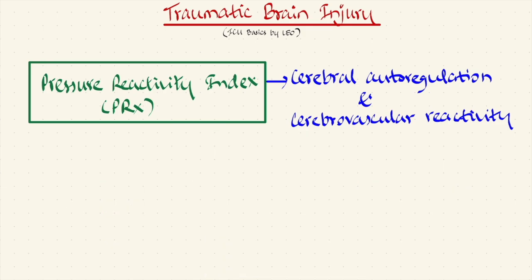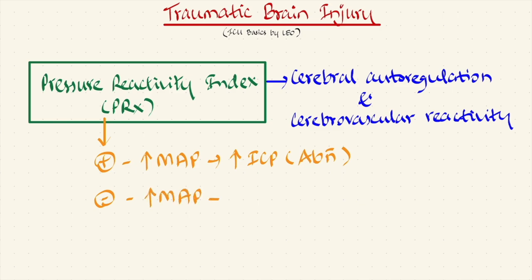Positive pressure reactivity index is seen when a rise in MAP leads to a rise in ICP, which means cerebral autoregulation is impaired. Negative pressure reactivity index indicates a compensatory cerebral vascular response and intact cerebral autoregulation, which leads to a lower ICP in response to an increased MAP.